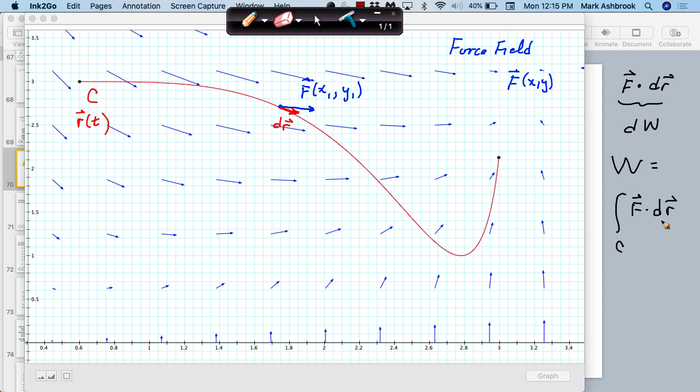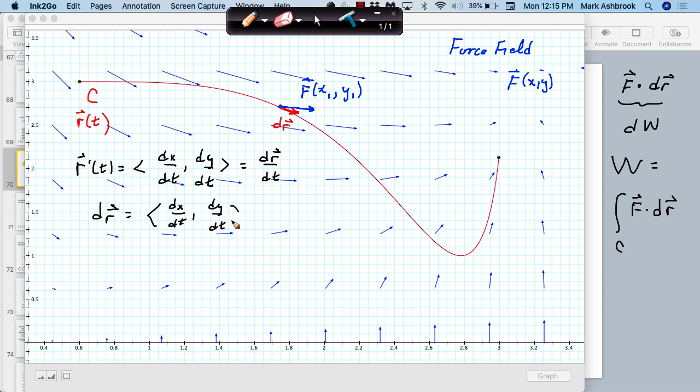Just like with the other vector line integrals, we need to parameterize C as r of t. Then r prime of t is just the derivatives of the x and y components. And that's dr/dt. So the dr will just be those derivatives times dt. So that's what we'll use. That's our dr.